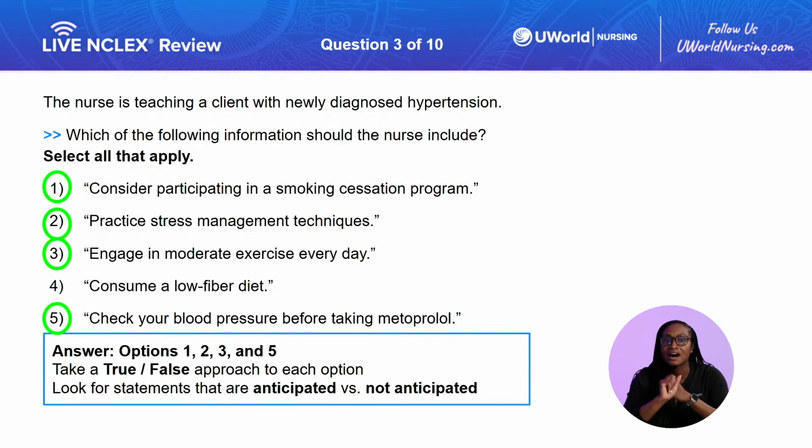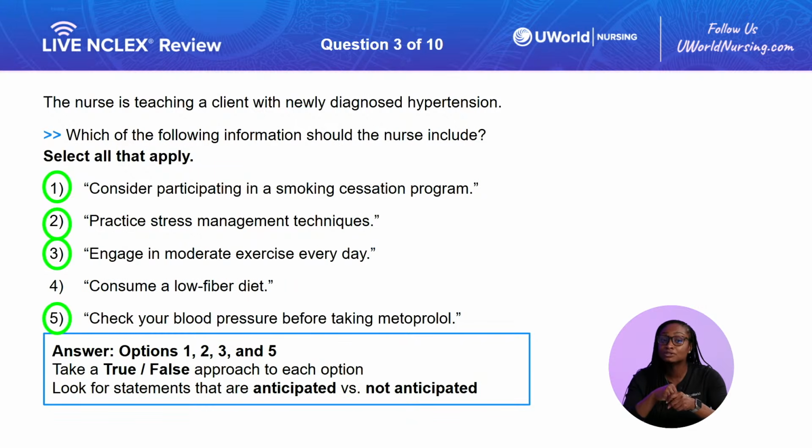So that is correct. Option 2, practice stress management techniques. Yes, this is correct. With stress management, we're having less constriction on our arteries, so that can lower our blood pressure. Option 3, engage in moderate exercise every day. Again, this is working that heart contractility and working that heart muscle. If you have stronger muscles, then it doesn't have to work as hard and you can lower the blood pressure. Same with option 5, check your blood pressure before taking metoprolol. Metoprolol is a blood pressure medication to lower your blood pressure. So this is a good teaching habit to check it before, so you're not causing hypotension. So all of these are correct answers.